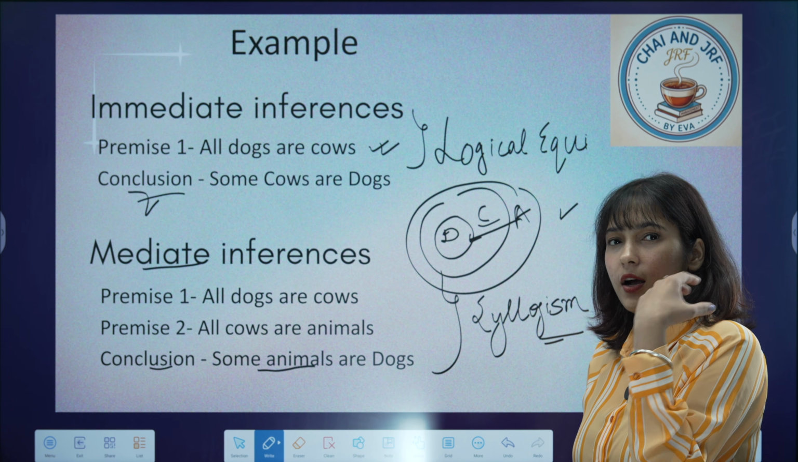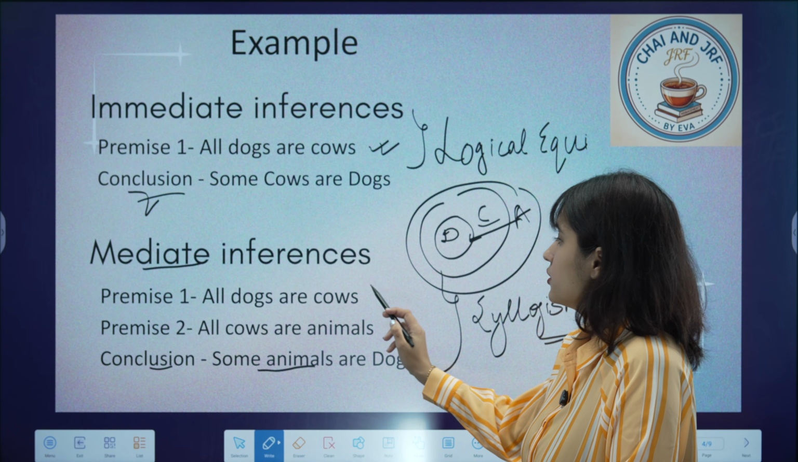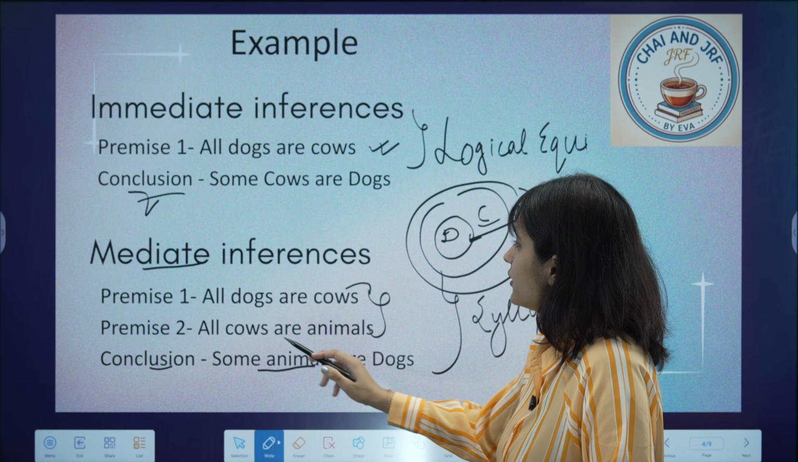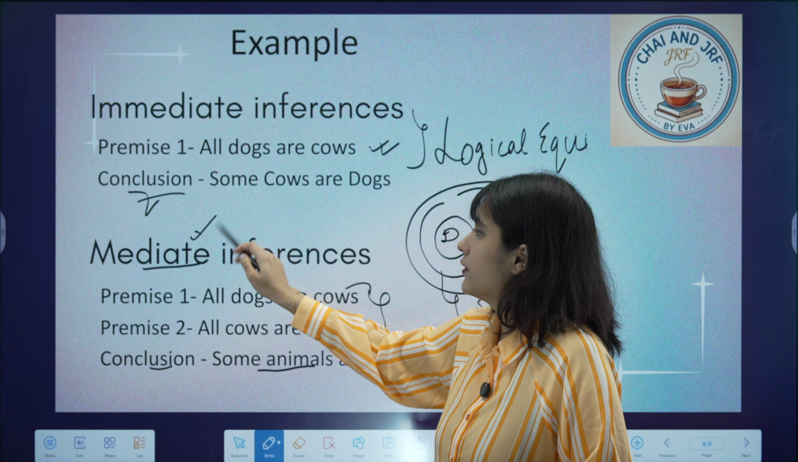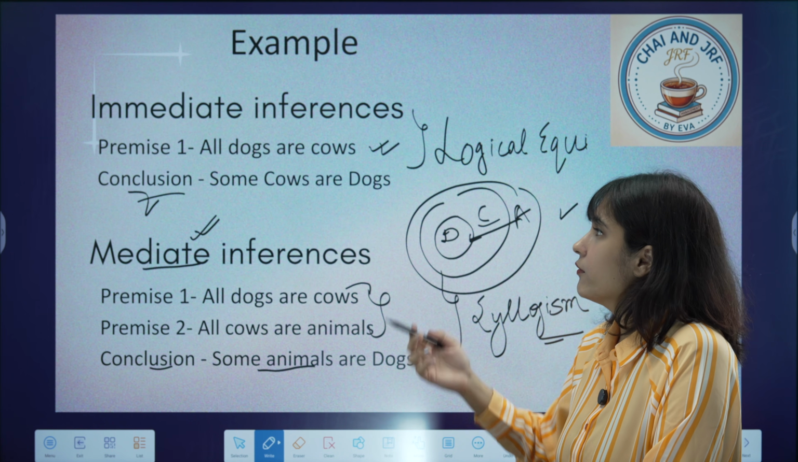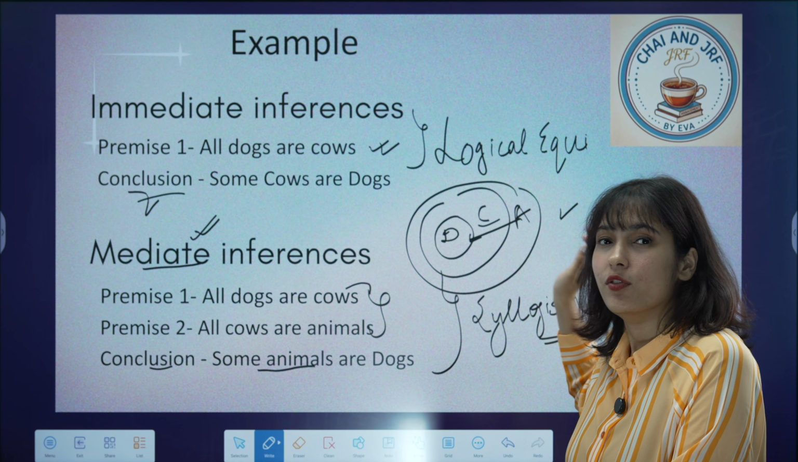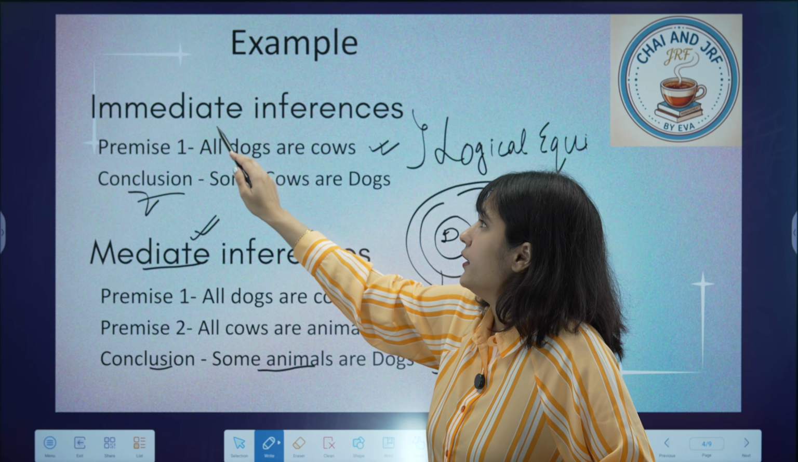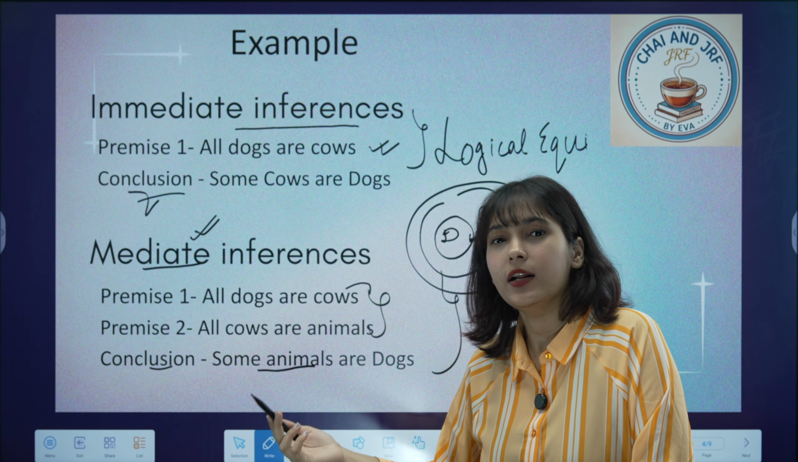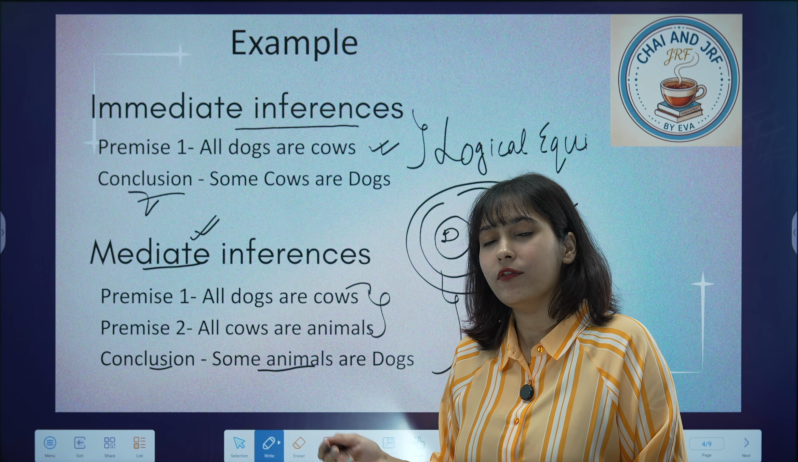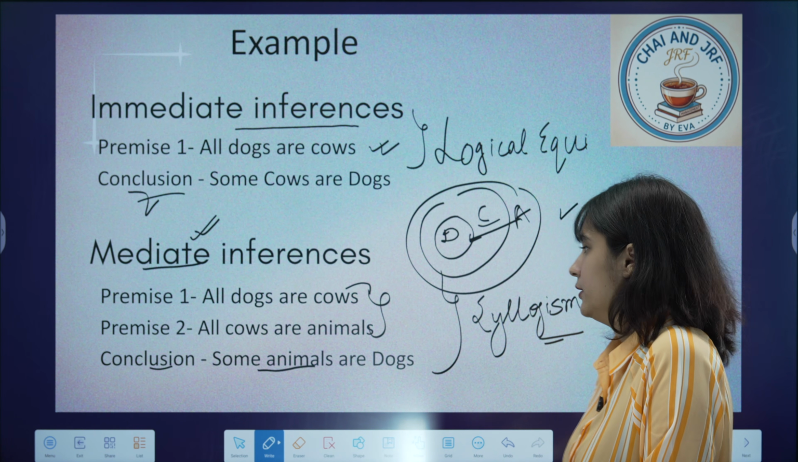So in order to come to a conclusion, we are using these two premises. That's why it is termed as mediate inferences. But for today's topic, we will be focusing on the logical equivalent statements and immediate inferences, or immediate conclusions, that are drawn from just one premise only.